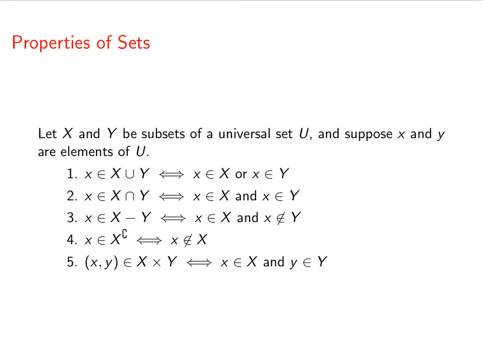And so we have various things like little x is an element of big X union big Y if and only if little x is an element of big X or little x is an element of big Y. So there's a lot of them like that, so I won't go over all of these. These follow basically right from the definition of what union, intersection, difference, and complement, and in this last case, Cartesian product. Okay, that's all for now.